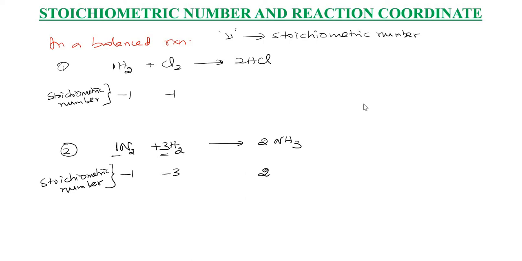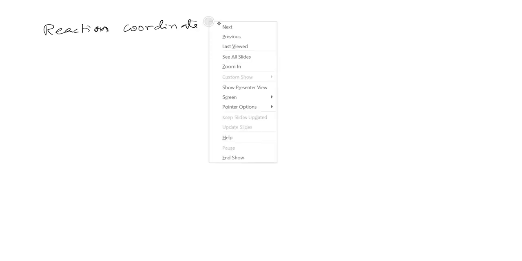Now let me go to the next one, that is reaction coordinate. What is meant by reaction coordinate? Reaction coordinate is usually represented by the symbol epsilon. Epsilon is the symbol for reaction coordinate. Now what is actually reaction coordinate? Listen, suppose in a reaction, for example, I'll take a reaction A plus B giving C plus D.